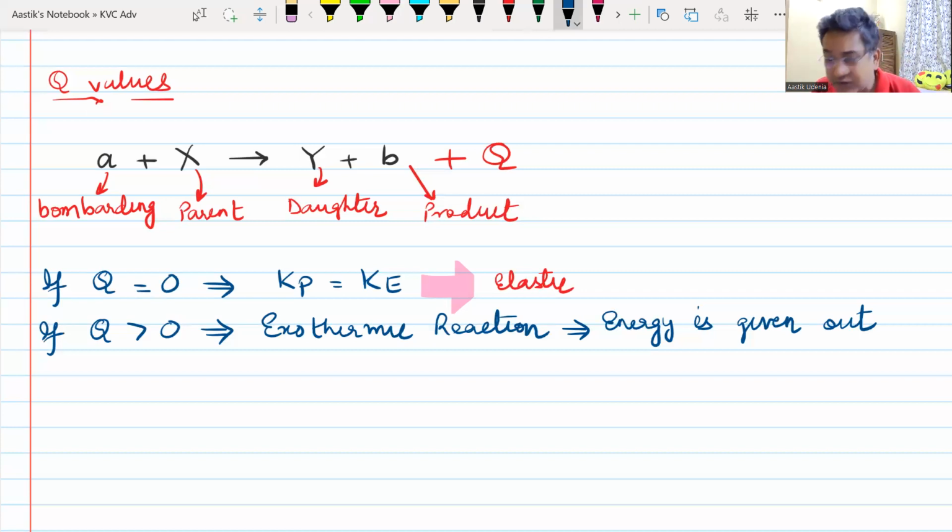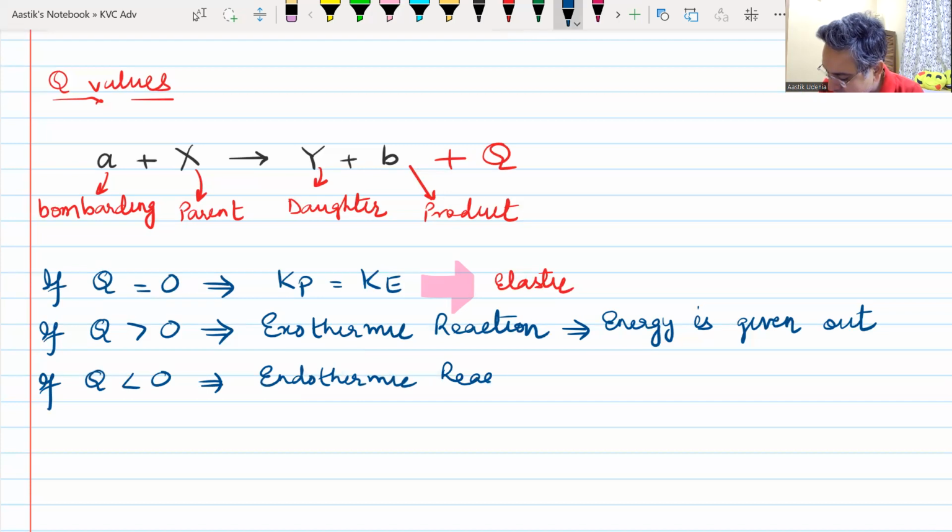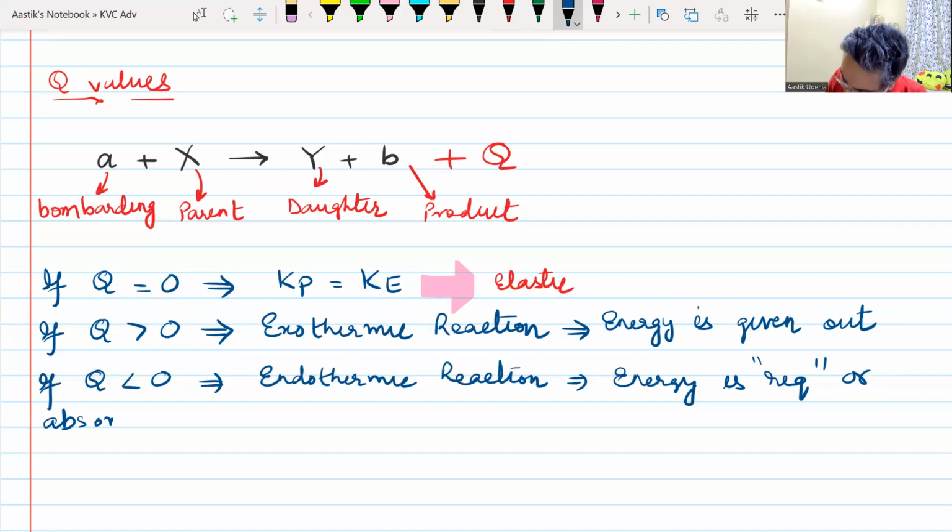When will this reaction not happen on its own? We need to input energy. That would be the third case. If the value of Q is less than 0, then this reaction becomes endothermic. That means energy is required, or energy is absorbed in this particular reaction. Energy is required to carry on this reaction.